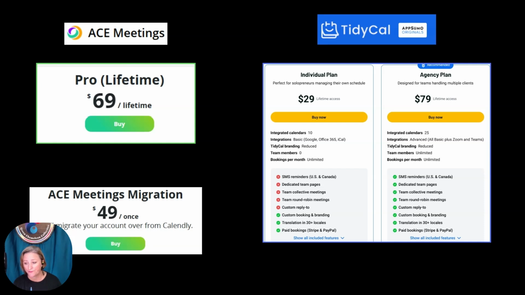Then there are some other ones out there that folks had recommended that we take a look at. TidyCal always has a bunch of stuff within AppSumo, so even cheaper than $29, and even the agency plan was $79, so you can integrate up to 25 calendars and do a bunch of more advanced things, SMS reminders and team pages and things like that. But even with the $29, you get 10 calendars and unlimited bookings per month. So minus the SMS and some of the team stuff, $29 seemed pretty good. So if you're just trying to get started, again, a lot of great free options, or $29 lifetime.